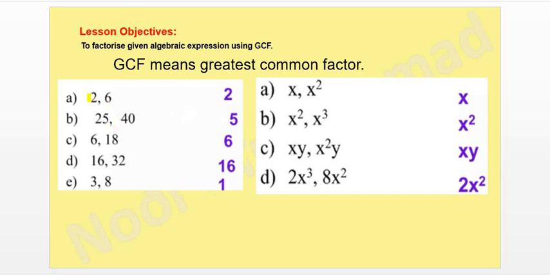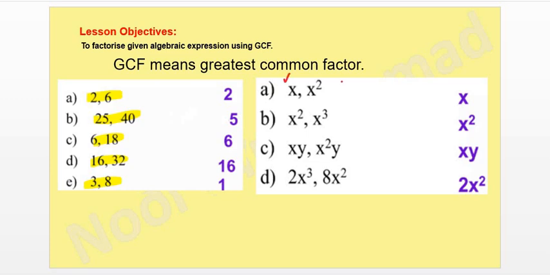So now you have done how to find the greatest common factors of numbers. You know that we have to list the factors of each one of them, and then we choose the greatest one. What if we have variables, or you can say letters, or you can say algebraic expressions?